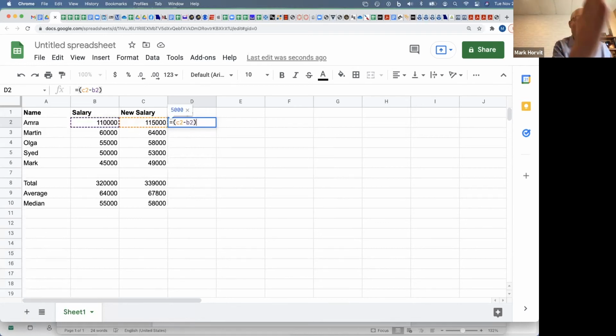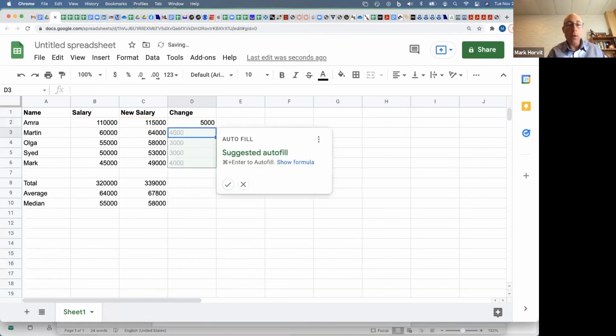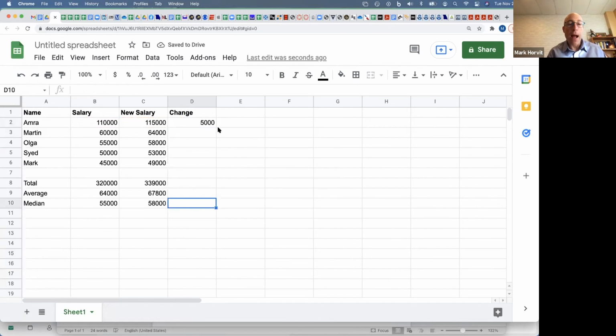C2 minus B2, new salary minus the old salary. I hit enter or return, and I see that it's a $5,000 difference, right? We know this. We can look at it, but we know it's right. Now, I want to show you two things you can do, y'all, to copy this formula down so you don't have to do the whole thing. I will show you, and I'll do it more than once.